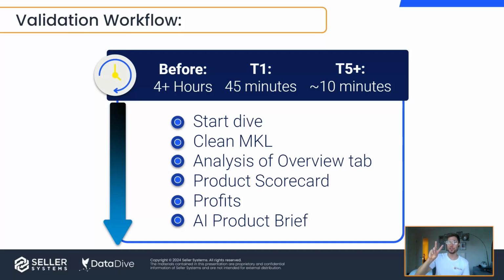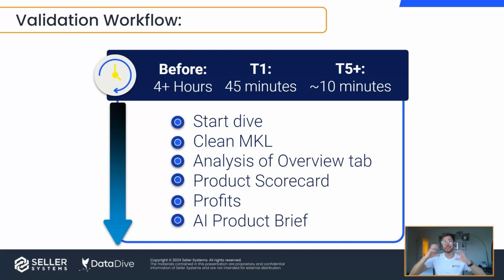And then we're going to show you how to do two key things. We're going to show you how to fill out the product scorecard, which is a list of questions that you answer. And at the end, it's going to give you a score that's positive or negative. It's going to tell you how risky a niche is. And then we're going to show you how to fill out the profits tool. Profits tool is going to show you what the estimated budget required to launch the product is.